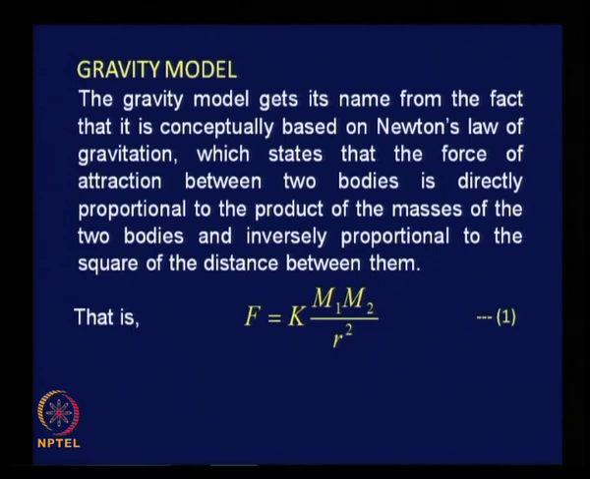That is, Newton's law can be written like this: force of attraction between the two bodies can be written like an equation using a proportionality constant k as F equal to k into m1 m2 divided by r squared. m1 and m2 are the masses of the two bodies and r is the distance between the two bodies, and the square of the distance is the denominator, and k is the proportionality constant, right.